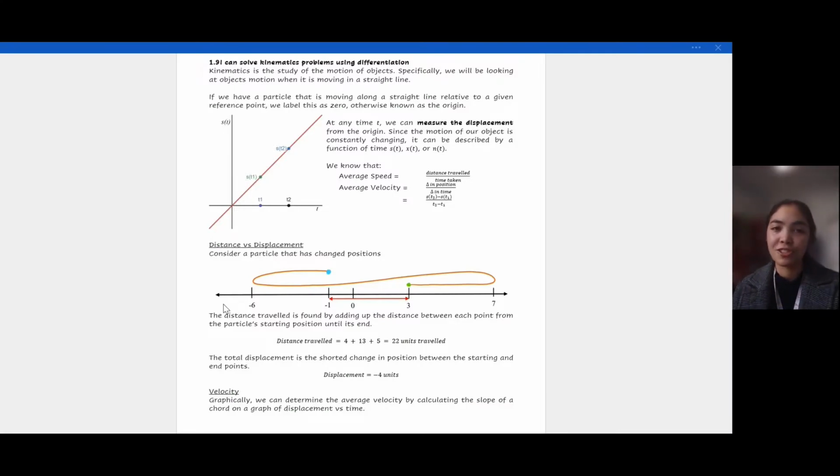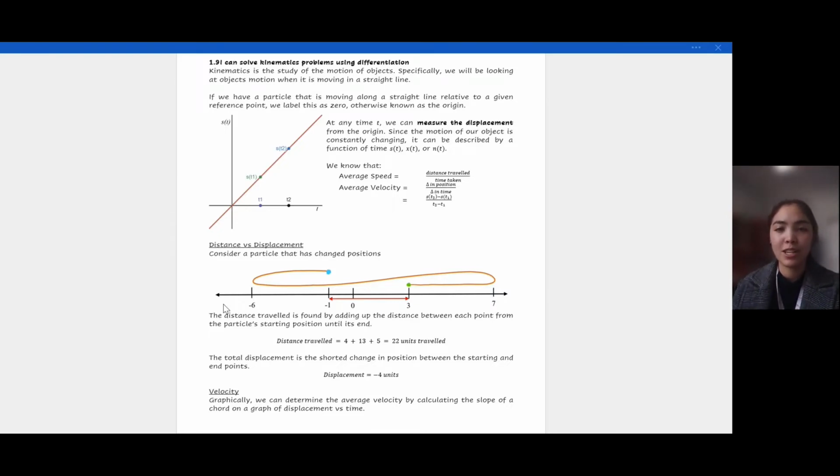We're going to be using calculus now to solve different kinematic problems. From physics, you'll know that kinematics is the study of the motion of objects. For our calculus problems, we're just going to be looking at objects moving in a straight line. So if we have a particle that is moving along a straight line relative to a reference point, we can label this as 0, otherwise known as the origin.